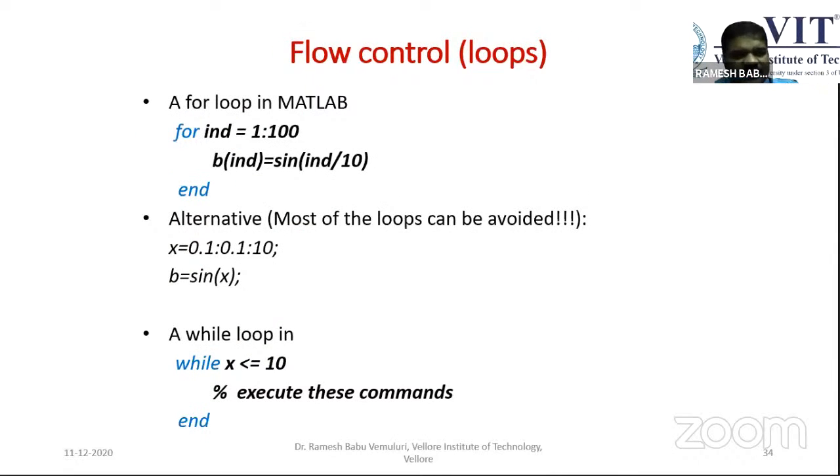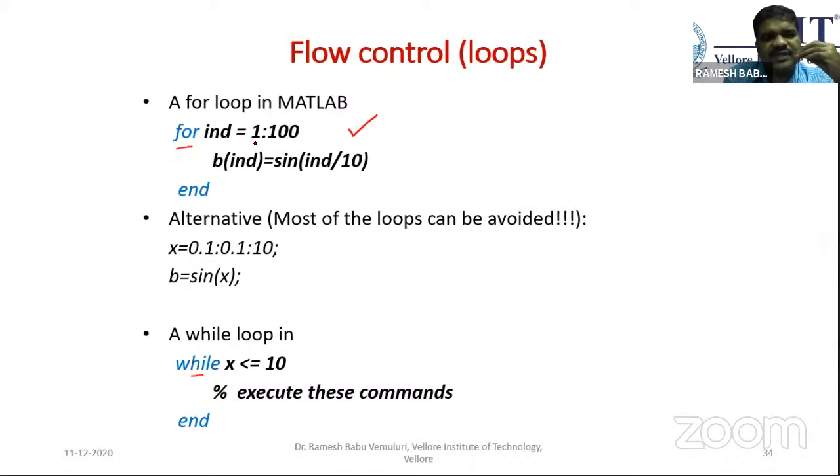Then flow control loops. Here there are 2 types of loops. If you know the definite number of iterations, then we'll go for the for loop. But if you don't know how many iterations, then in that case the while loop is there. They're called definite loops and indefinite loops. So for the for loop we can say for ind equals 1:100.